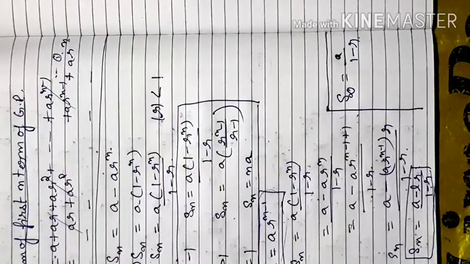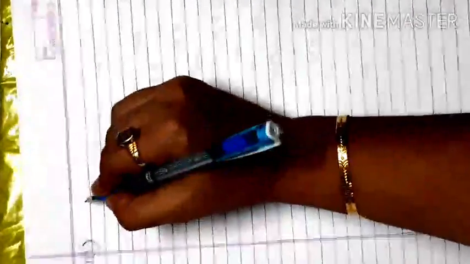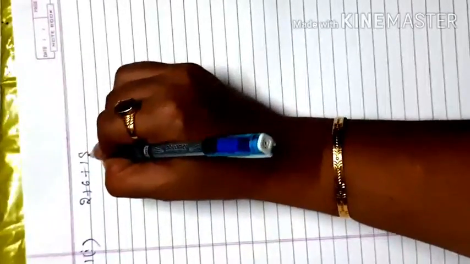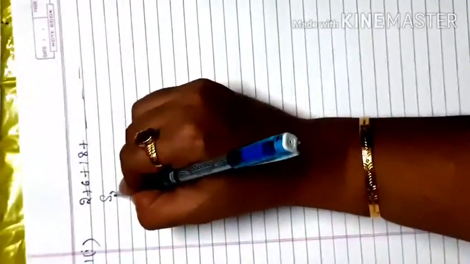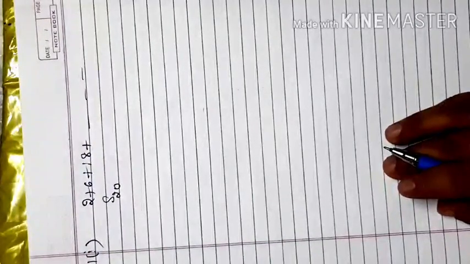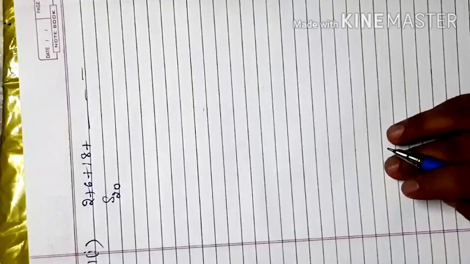A upon 1 minus R. So I'm discussing a few questions of your exercise 10.6 part 1 that are related to this formula. Suppose that is question number 1, first part. In question number 1, first part, you have to find the sum of 20 terms, and your series is 2 plus 6 plus 18. Before finding the sum of 20 terms, you must check whether the R value is less than 1 or greater than 1.